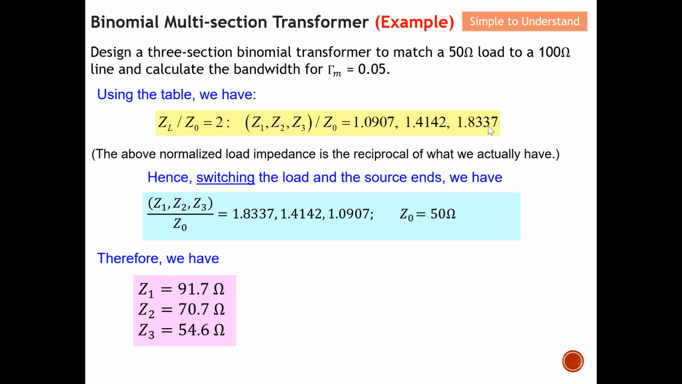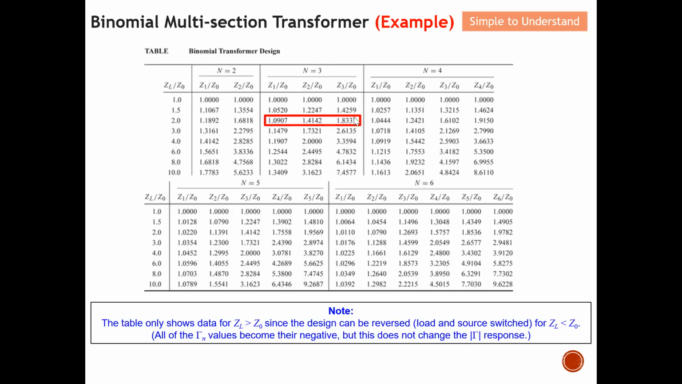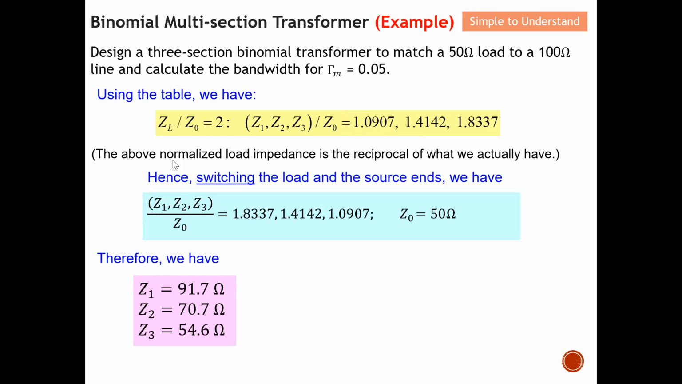So basically, this is what I have just copied from the table that I have shown you earlier on. I just copy this value over here. But because we do a reverse, remember I told you that we do a reverse, instead of 50 divided by 100, I actually use 100 divided by 50. And once I do this, I must switch the position of these values. So over here, you can see that I actually switch the values. So this Z1 will be equal to 1.8337 now. I switch this to Z1. Z2 will still be the same, 1.4142.